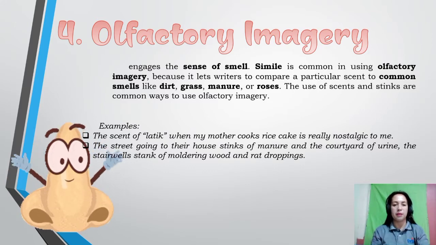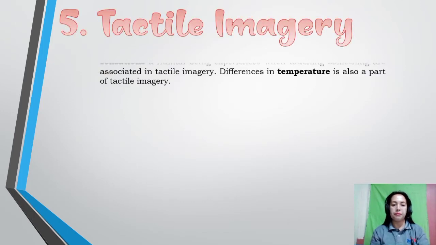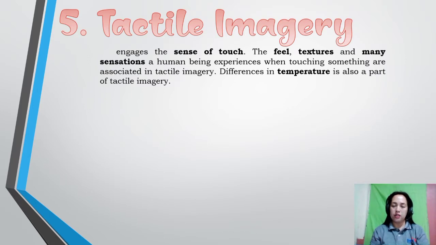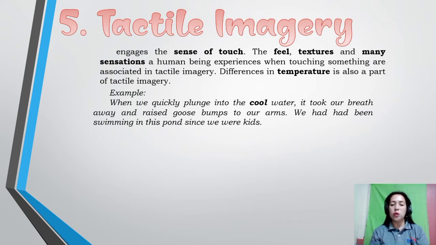Okay, next. Number 5. Tactile imagery. It engages the sense of touch, the feel, textures, and many sensations a human being experiences when touching something are associated in tactile imagery. Differences in temperature is also a part of tactile imagery. Example, when we quickly plunge into the cool water, it took our breath away and raised goosebumps on our arms. We had been swimming in this pond since we were kids.